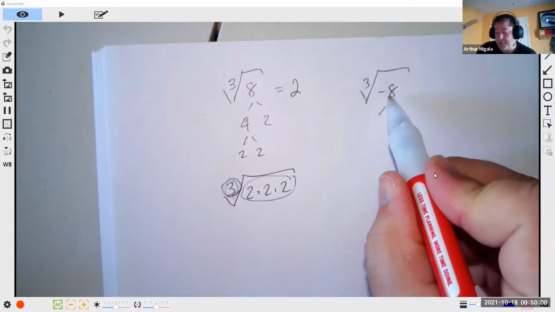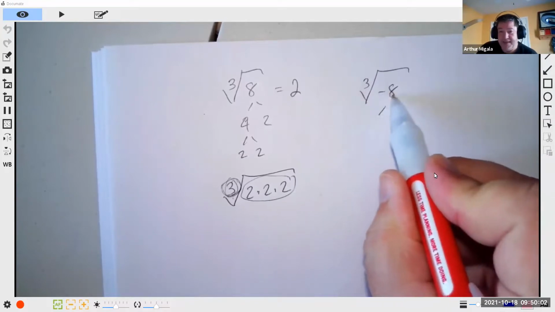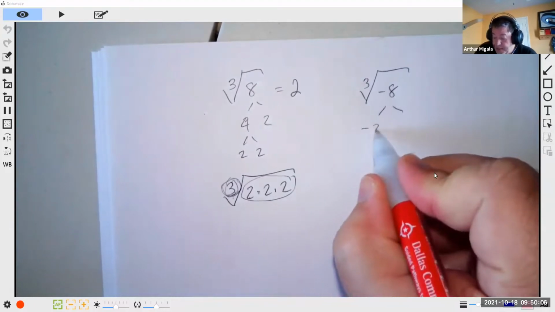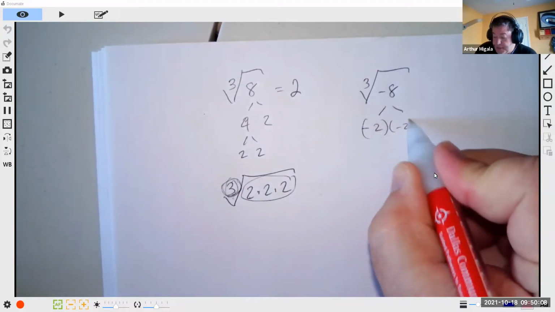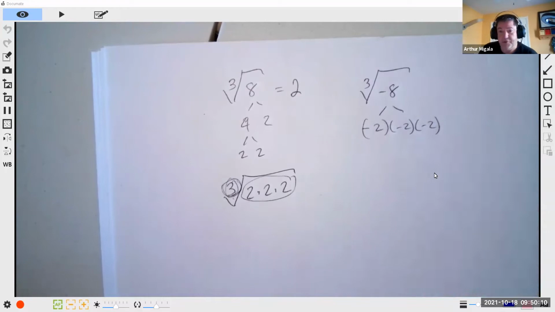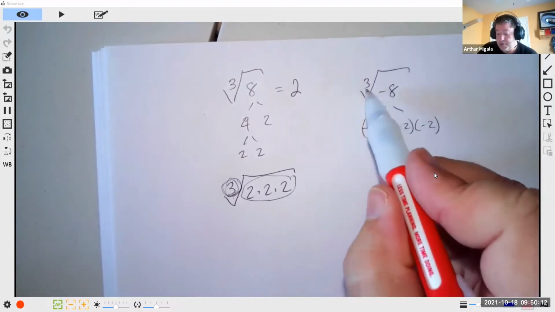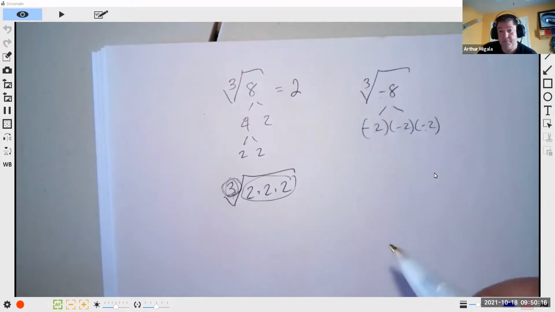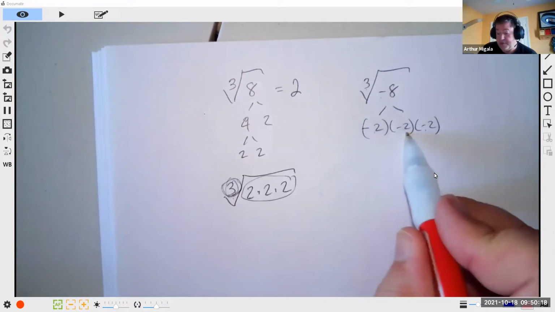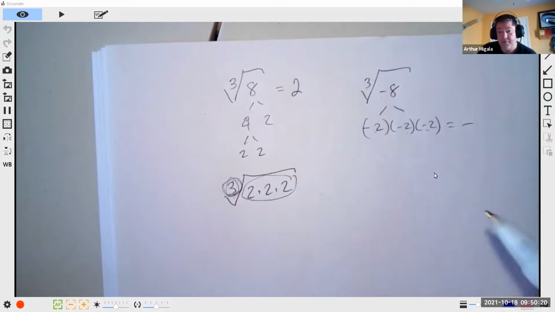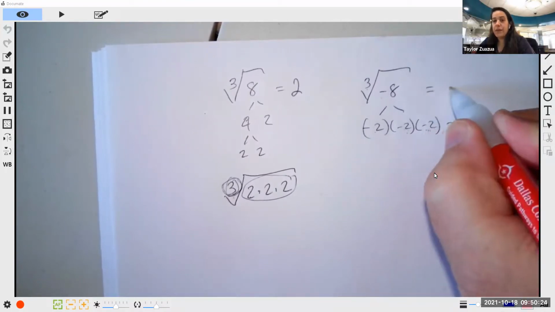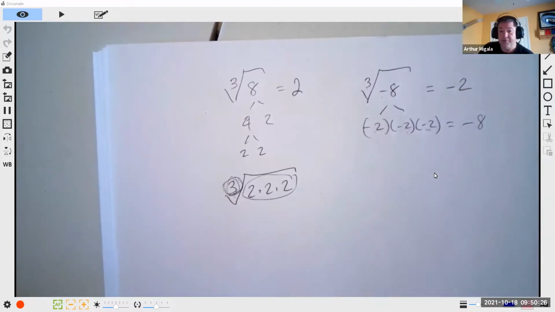Now, the negative inside there, since we know it breaks down to 2 times 2 times 2, it can break down to negative 2 times negative 2 times negative 2. Because if you have an odd set of numbers, it can be negative. Negative times negative times negative is negative. 2 times 2 times 2 is 8. So the answer here is negative 2.